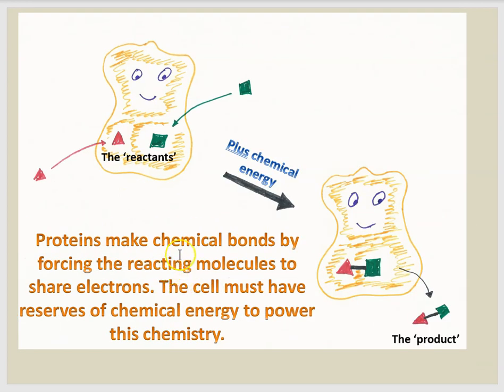Now, the proteins make chemical bonds by forcing the reacting molecules to share electrons. And the cell must have chemical energy to power this chemistry. So we'll call the red and the green molecule the reactants. And down here on the right, we see what's going to happen is the protein is going to make a chemical bond between those reactants, forming the product of the reaction. But that process requires an input of chemical energy.